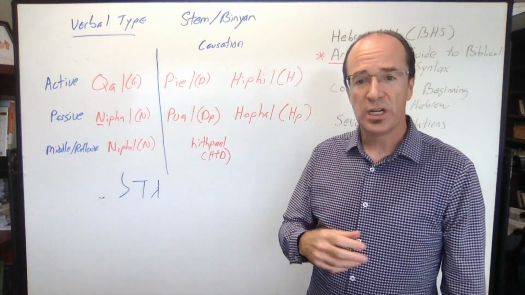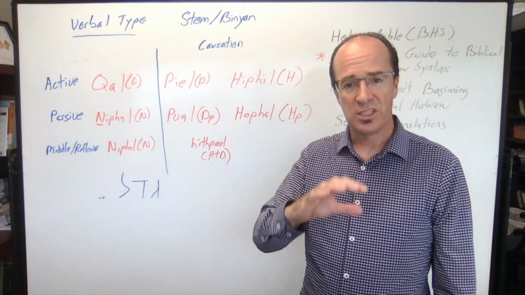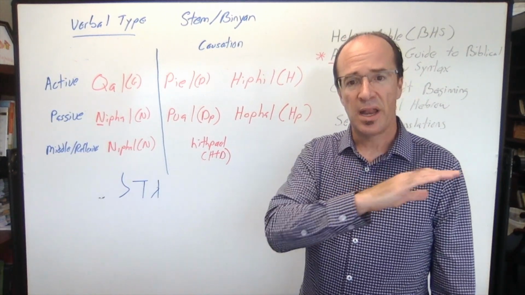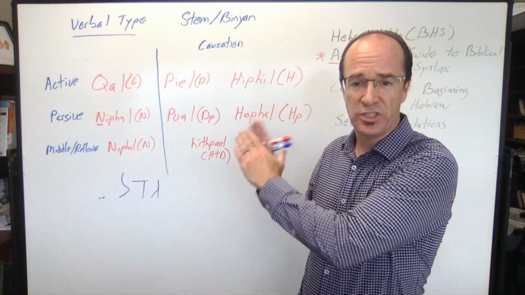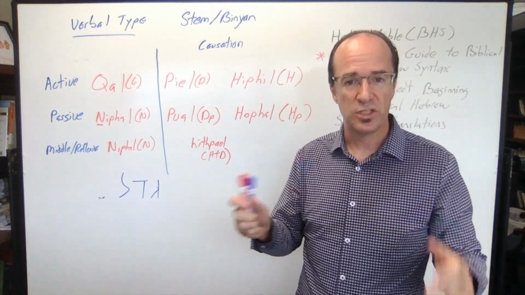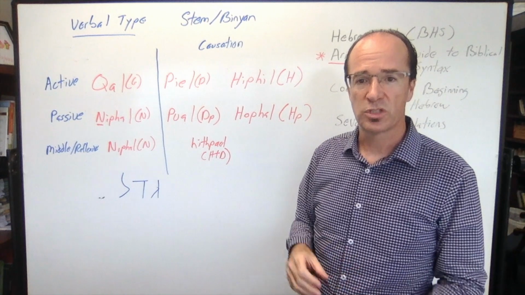And so when you come across a verb that in the lexicon happens in more than one stem, then you can actually see what the nuance is between the stems. And this is where this causation material comes into play.